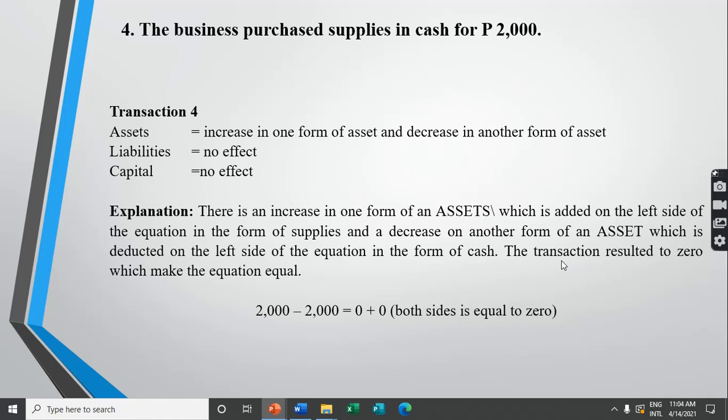So, dito sa asset, increase in one form of asset and decrease in another form of asset. Nag-increase ka sa supplies, pero nabawasan yung cash mo kasi binayad mo sa supplies. Tama? Okay? Sa liabilities, wala namang effect kasi hindi mo naman siya inutang. Binayaran mo siya na cash. Tama? Okay, sa capital naman, no effect din kasi hindi ka naman nag-invest doon. Okay? There is an increase in one form of an asset which is added on the left side. Ayan.